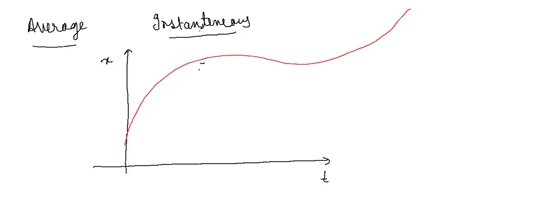So at any instant, suppose we want to find the slope of the graph at this instant. The slope of the graph will give you tan theta, which will be your velocity, and it will be the instantaneous velocity.